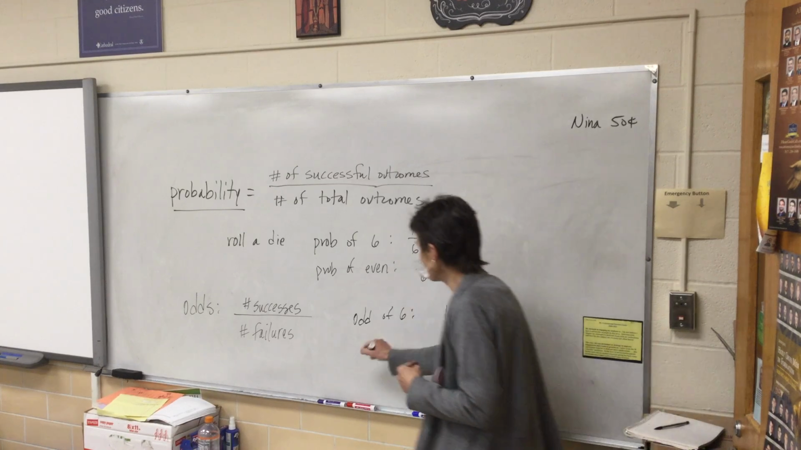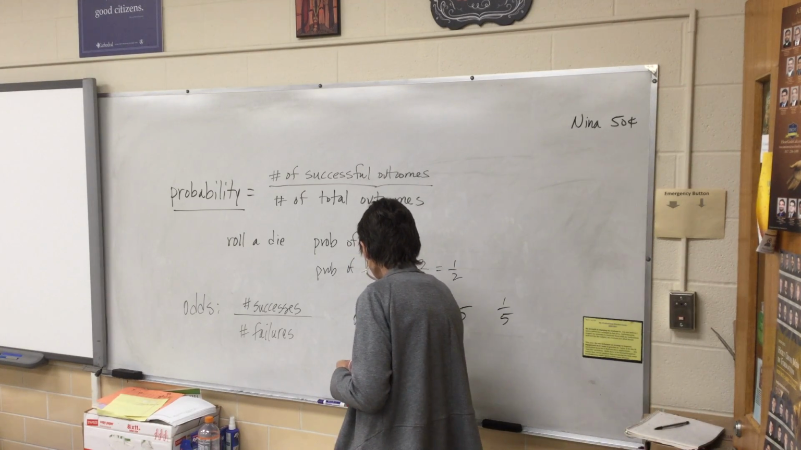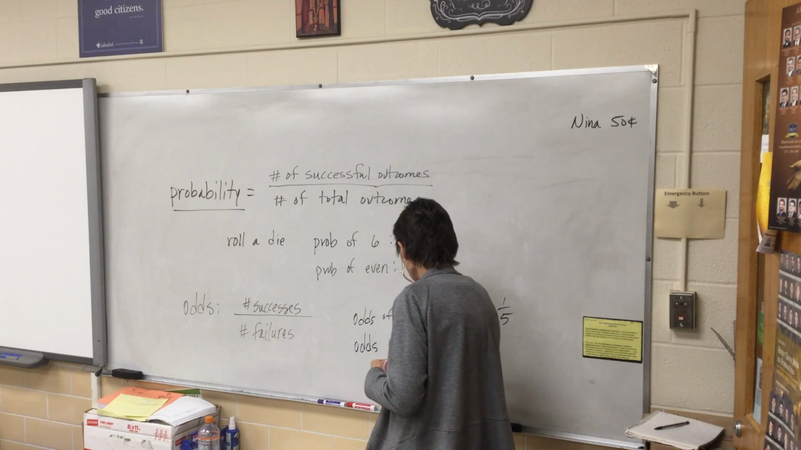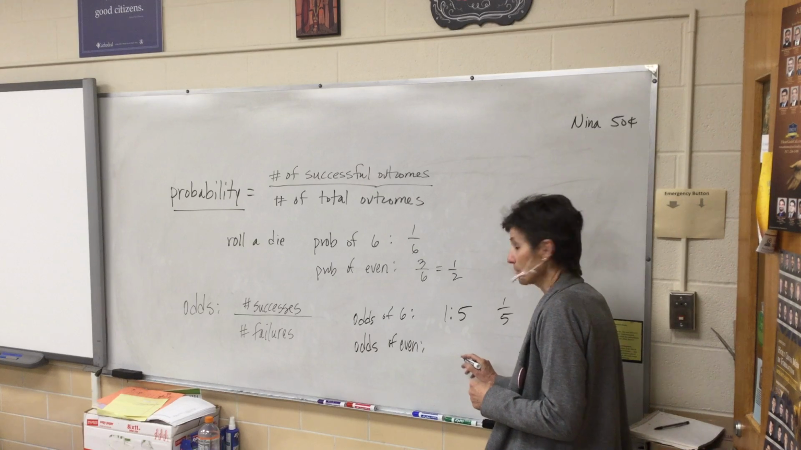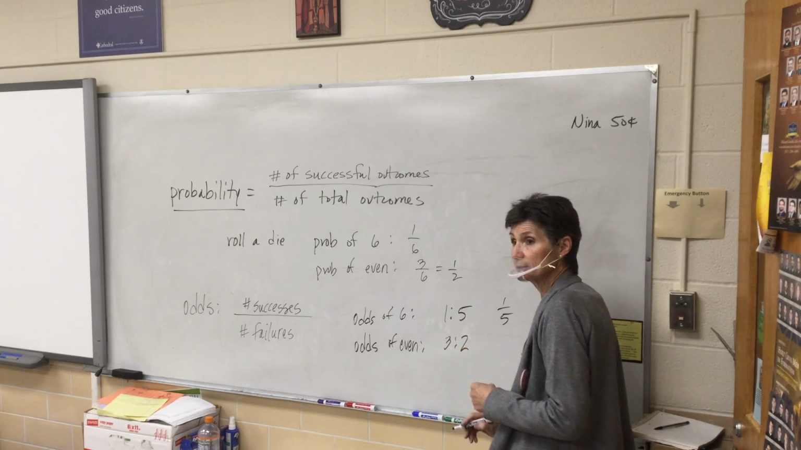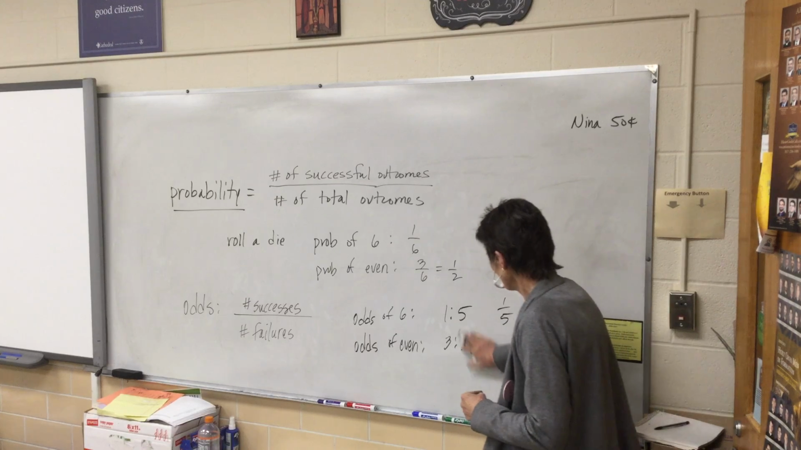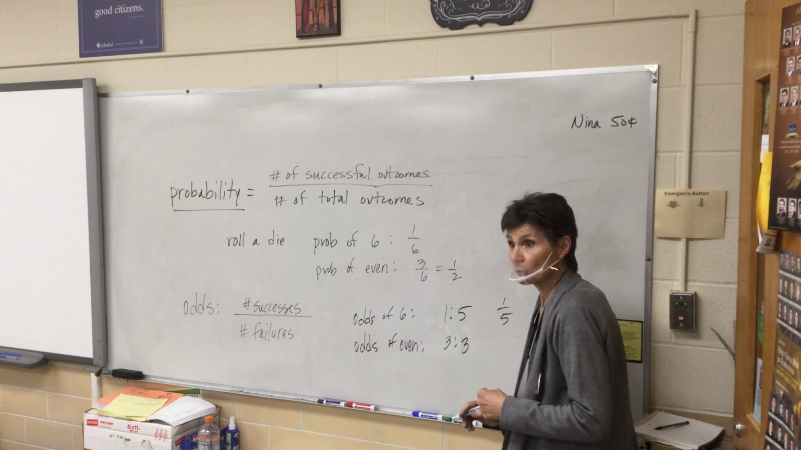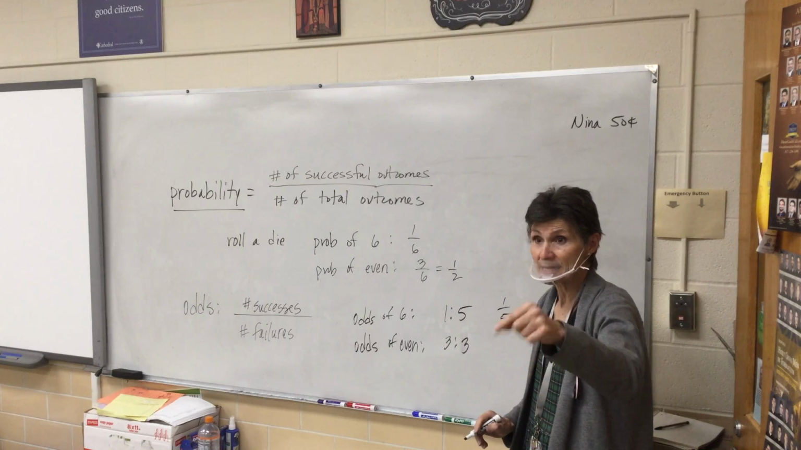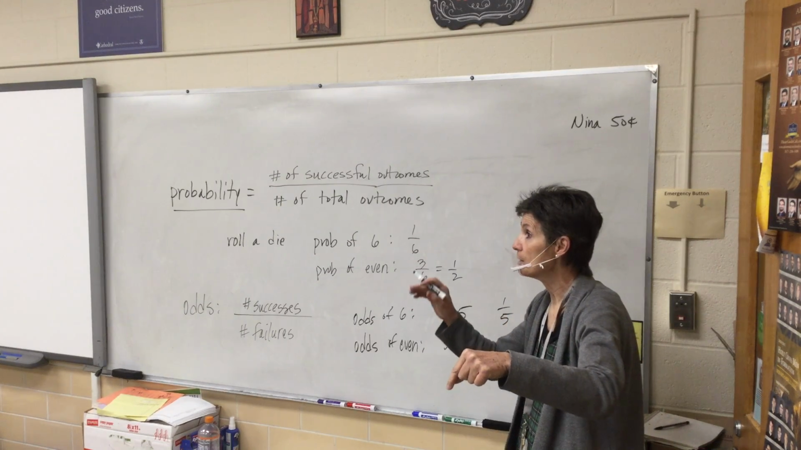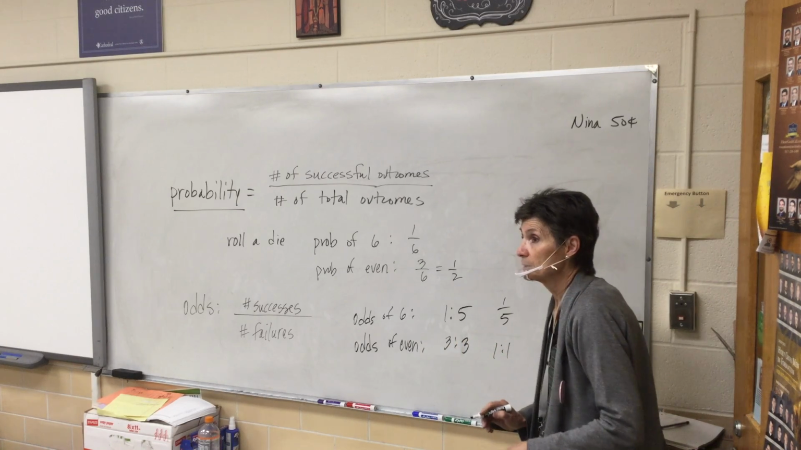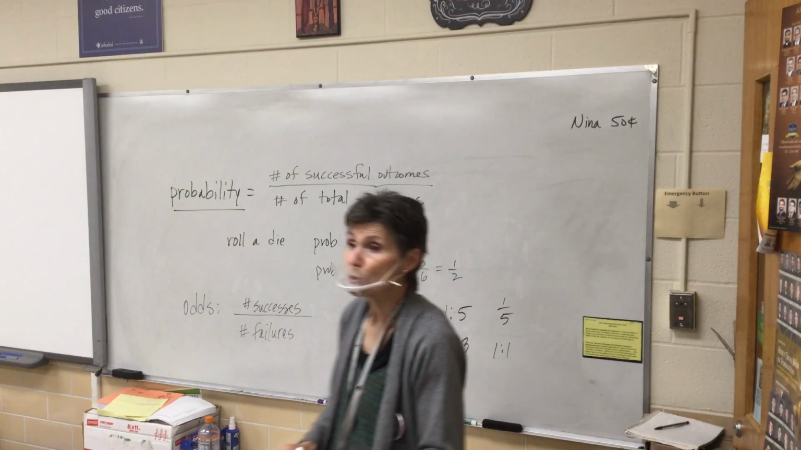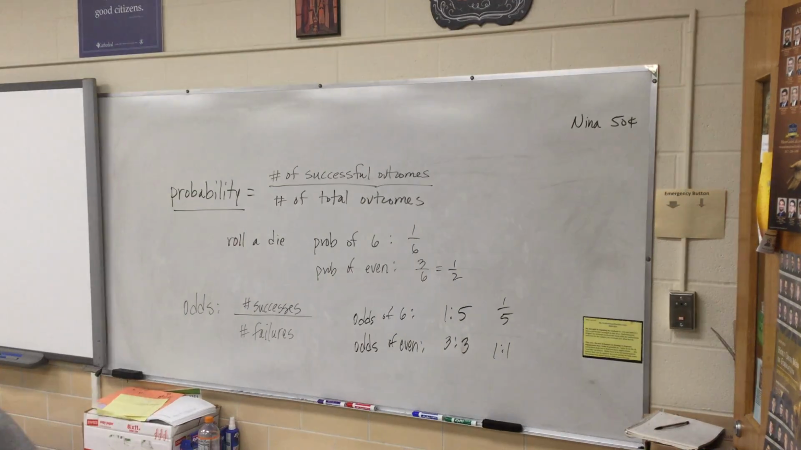So what about the odds of even? That sounds weird. What are the odds of getting an even number? 3 to 3. Well, wouldn't it be 3 to 2? Oh no, 3 to 3. Sorry about that. Why did I say 2? 3 to 3? Because there are 3 evens and there are 3 odds. So that would reduce to 1 to 1. And what that means is you have exactly the same chance of winning as you do of losing.